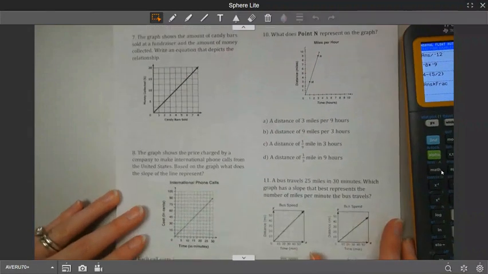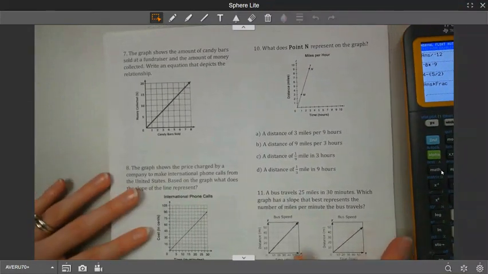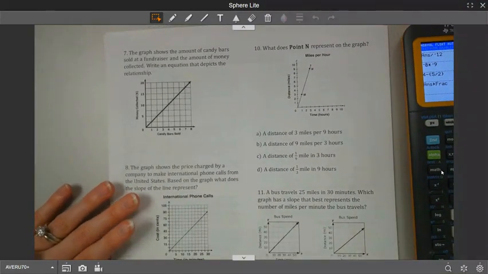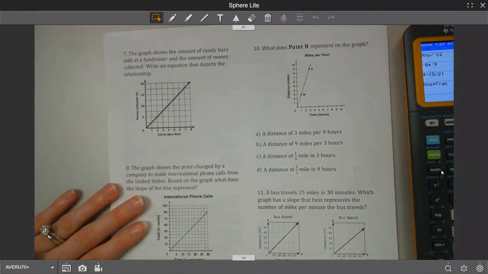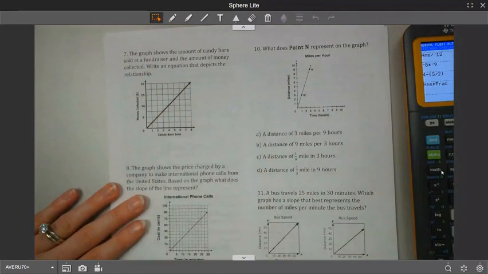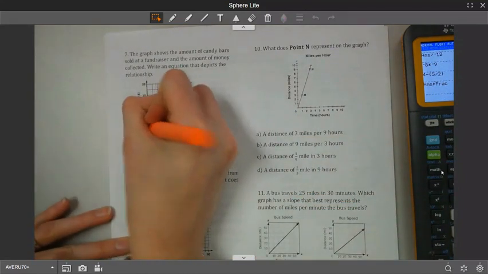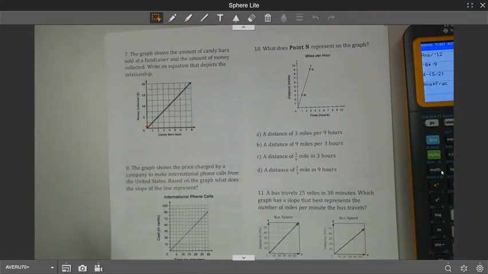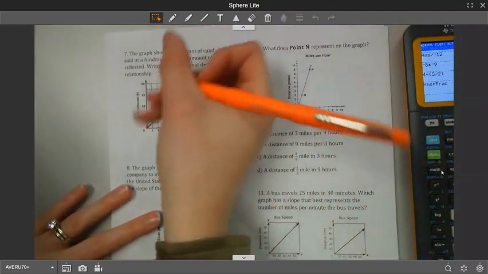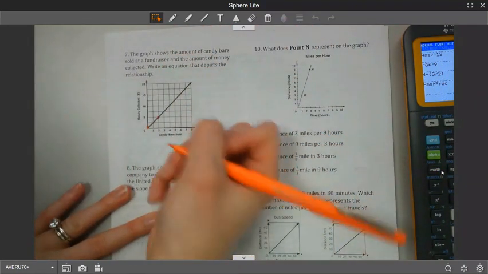Alrighty, the graph shows the amount of candy bars sold at a fundraiser, and the amount of money collected. Write an equation that depicts the relationship. Okay, I already see my y-intercept. Remember, your y-intercept is where you touch the y-axis. It touches at 0. Now I just have to find another perfect point. Well, there's another perfect point over here.